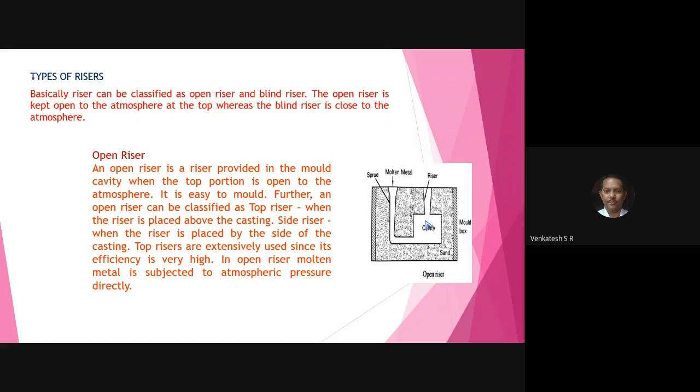Now write down types of riser. Number one, open riser. The name itself indicates open to the atmosphere. All of you observe here. This is the open riser placed on the top of the mold cavity. Open to the air, open to the atmosphere. So for that reason, it is called open riser. Write down number one, open riser.